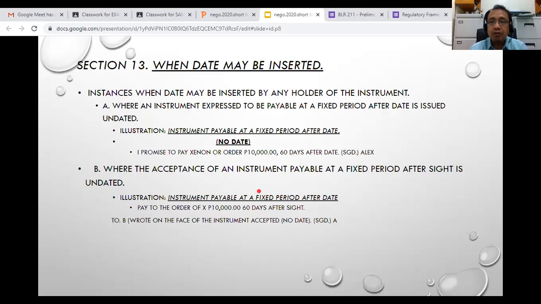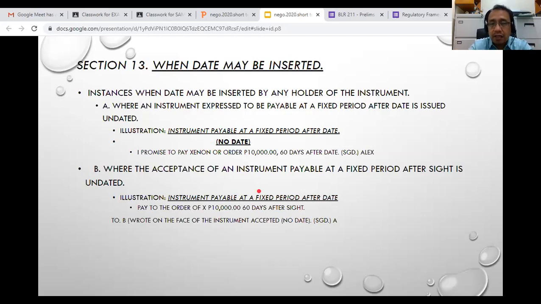So, how will you now compute the due date of the instrument? Kasi sabi niya doon, 60 days after sight. Ang tanong, kailan ba nakita ni B yung instrument? Did he really accept that on September 2? Or was it accepted on September 3 or 4 or 5 or 6 or 7 or 8 or 9 or 10? In that situation, di mo alam, di ba? But if you are the holder, again, under Section 13, you have the authority to insert the correct date of the instrument. But the question is, what correct date are you going to insert?